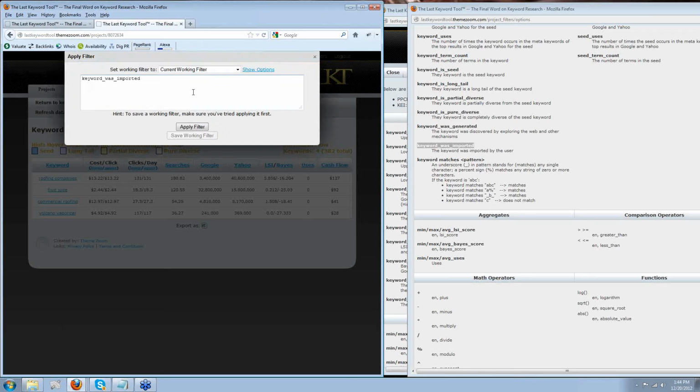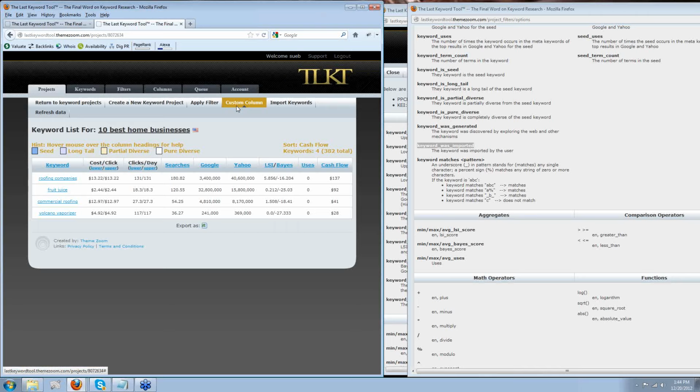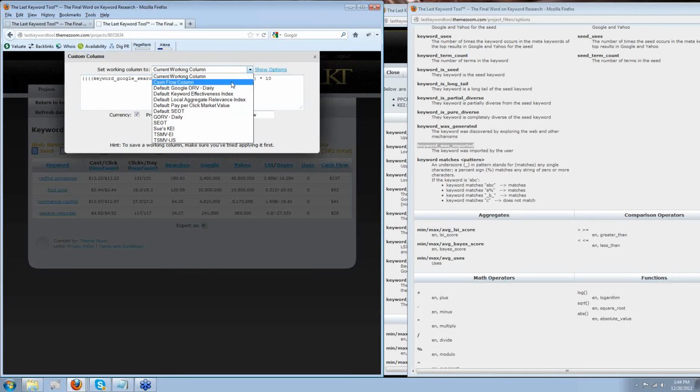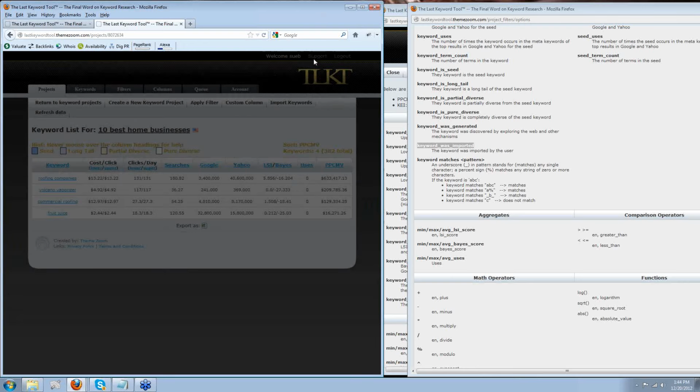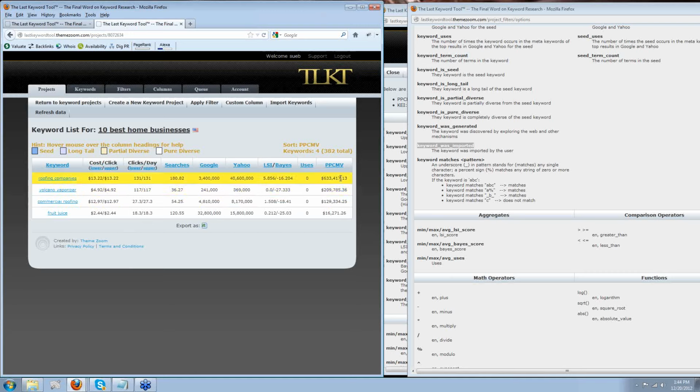Okay, so what we were doing, we were going down the custom column screen. Long ago, far away. Let's see what else we've got here. Pay-per-click market value. That's just the cost per click times the Google clicks per day times 365, because normally it's a daily thing. So that gives you the pay-per-click market value on a yearly basis. By multiplying it by a year, it just helps the numbers to stick out from one another a little bit better.